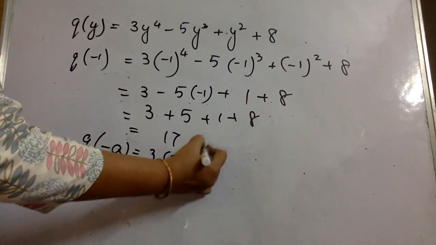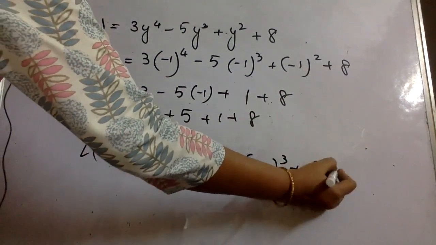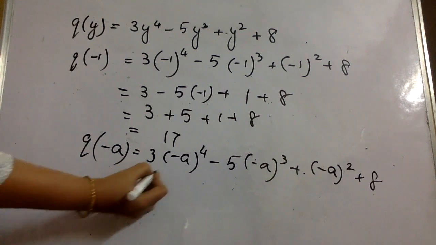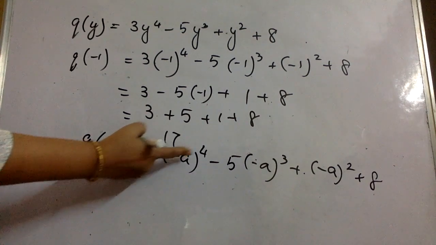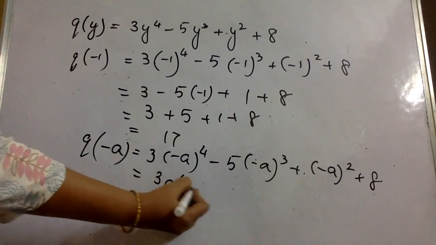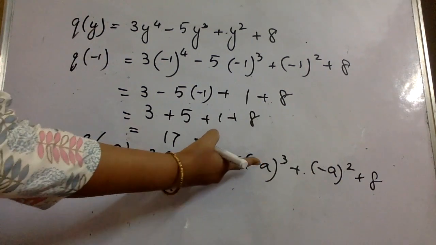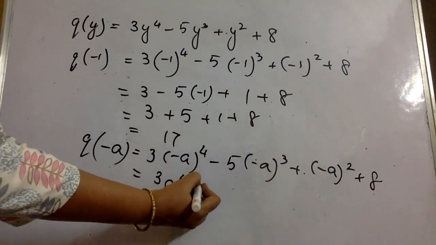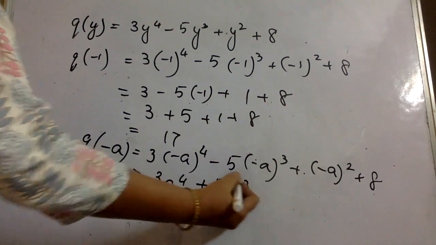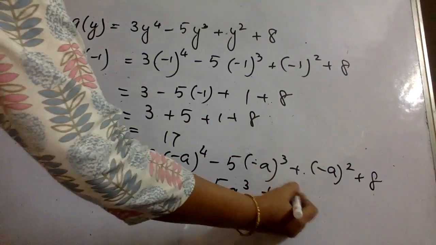Okay, so this is 4 minus 5 minus a cube plus minus a square plus 8. Yes, that minus goes away because of the even power. So 3a to the power 4. This is minus a cube, because the power is odd, the minus remains. Plus 5 minus into minus plus a cube. Okay, then this becomes a plus a square plus 8.